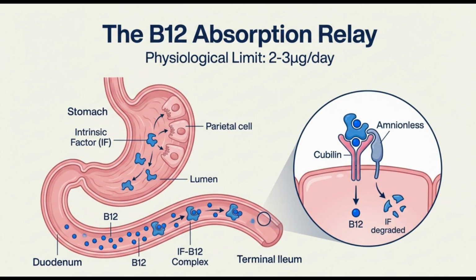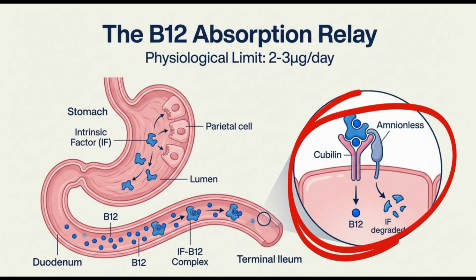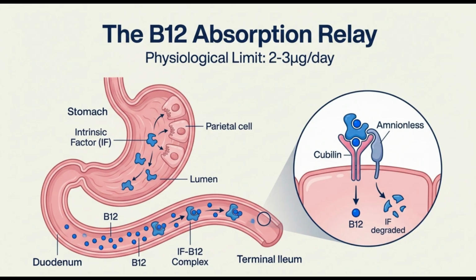Getting that B12 from our food into our system is like a very specific biological relay race. Once B12 gets into the stomach, it has to bind to a special protein called intrinsic factor, or IF, which is made by the stomach's parietal cells. This new IF-B12 complex then travels all the way down to the very end of the small intestine, an area called the terminal ileum. And there, a specific receptor called cubilin is waiting to grab the complex, pull the B12 inside, and the IF gets broken down. If any single step in this chain breaks down, you're going to end up with a deficiency.